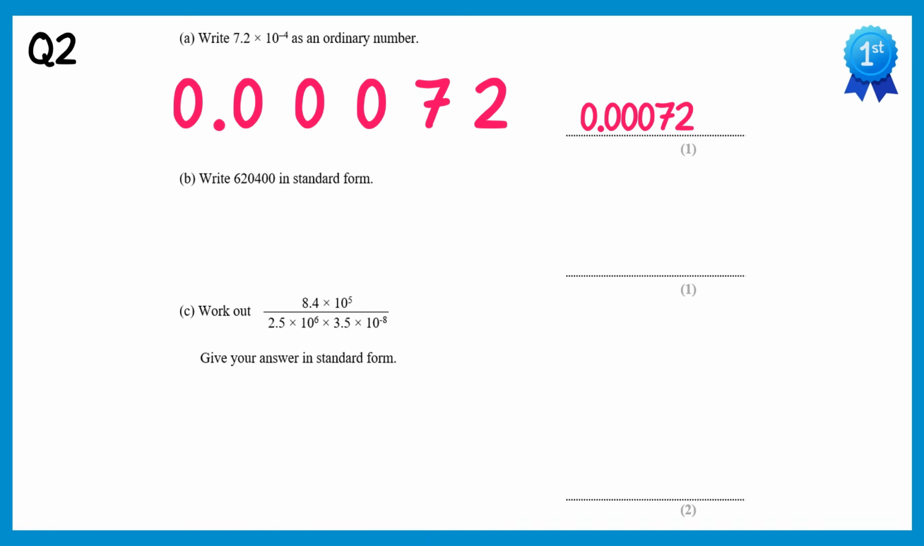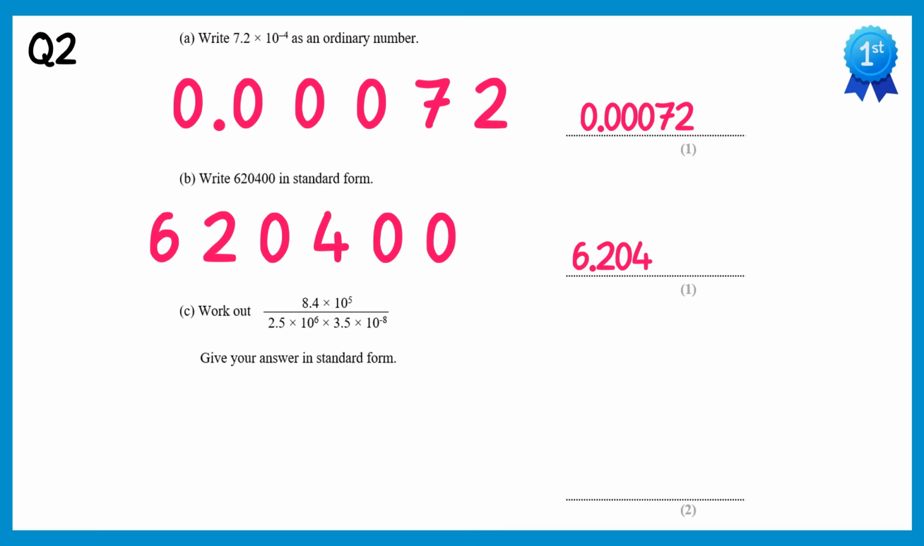0.00072. For the second part of the question, we need to take this number, 620,400, and write it in standard form. To write a number in standard form, you first of all need a number that's between 1 and 10. So for this one, we need to go for 6.204, and then we need to consider what power of 10 we multiply it by. So let's put the decimal point in between the 6 and the 2, and see how many times we need to multiply this by 10 to get back to the number 620,400. So it's 1 time, 2 times, 3 times, 4 times, 5 times. So it'll be 10 to the power 5.